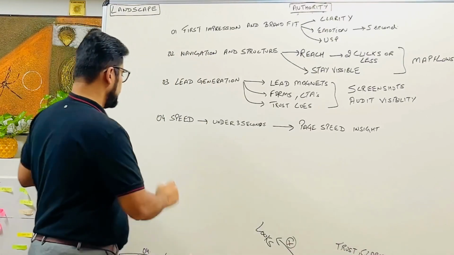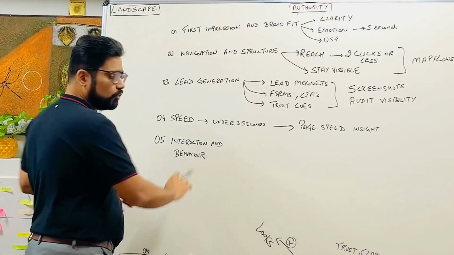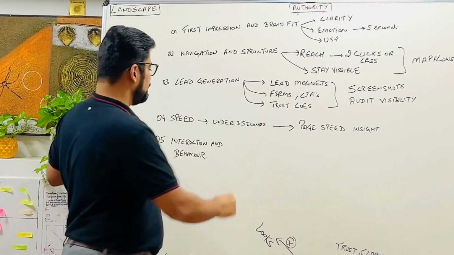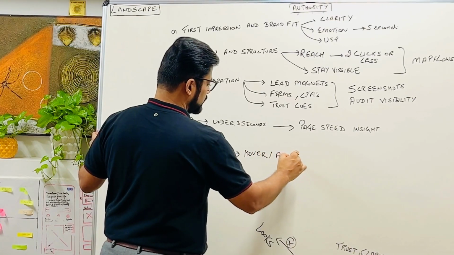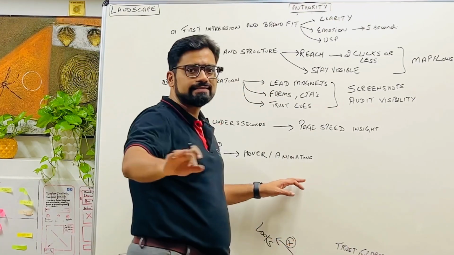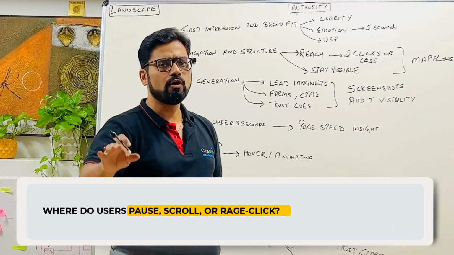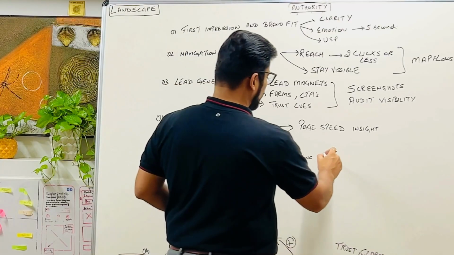Now fifth is interaction and behavior. Do buttons respond immediately? Also, you need to check their hover effects and the animations that they are using on their website. Are these enhancing clarity or causing distraction? Where do users pause, scroll, or rage click? So the pro tip here: you can use Hotjar.